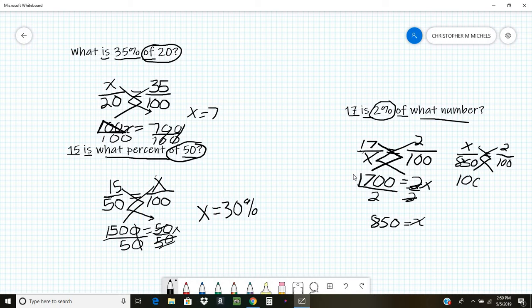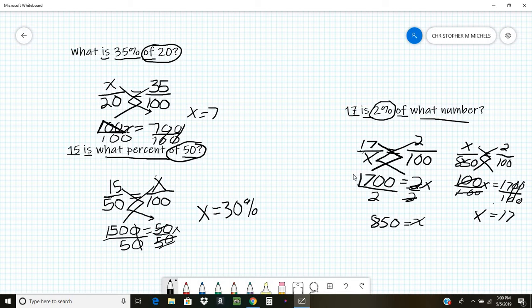We get 100x equals 1700. Divide both sides by 100. The zeros cross out, so I'm just left with 17, so it fits. When I found 2% of 850, it did work. We got the same thing we started with.